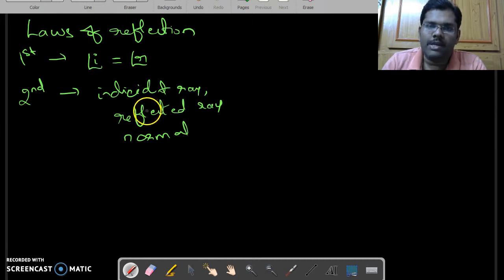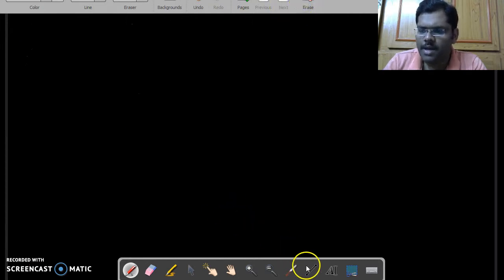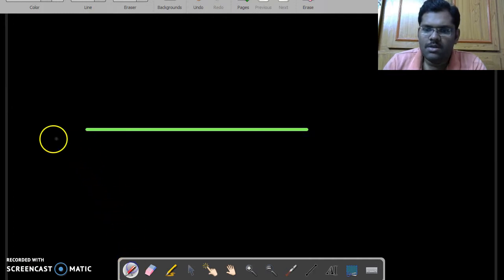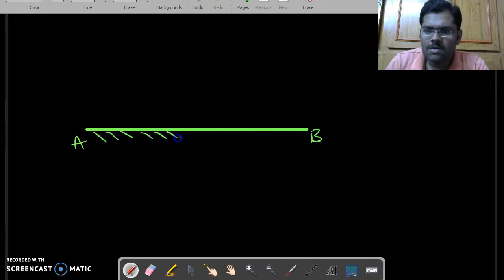So how can we verify this experimentally? This is a lab activity, so let us do a lab activity here. Assume this as a plane mirror A and plane mirror B. From the public exam point of view, this is a 4 marks question. How can you verify the first law, or how can you verify the second law? They ask that type of question.